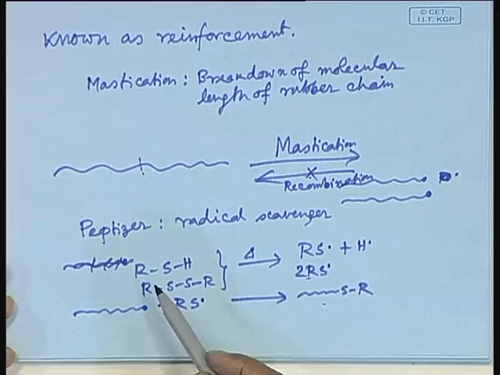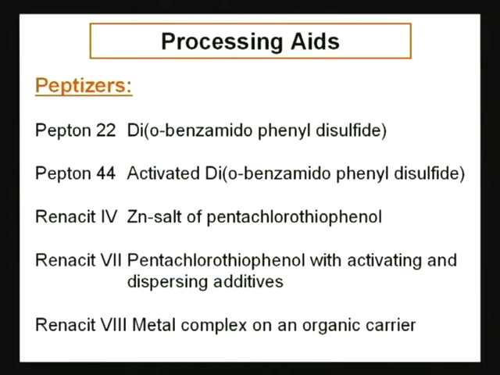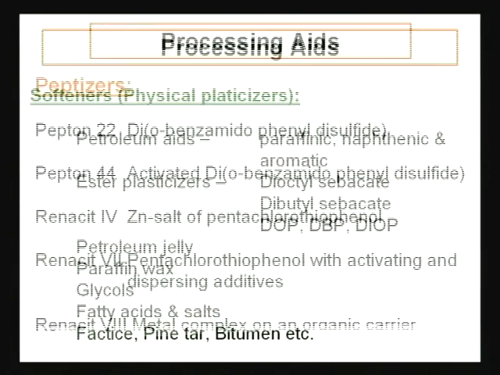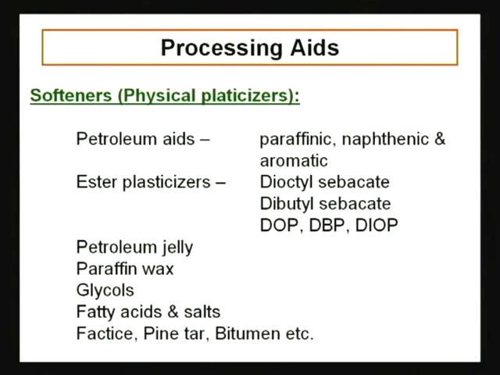Here you see the chemical compounds: diorthobenzamidophenyl disulfide, activated diorthobenzamidophenyl disulfide, or zinc salt of pentachlorothiophenol, with activating and dispersing additives, metal complex on an organic carrier. These are used as peptizer molecules and are commercially available in the market. Then processing aids: petroleum aids, ester plasticizers, petroleum jelly, paraffin wax, glycols, fatty acids and salts, pine tar, bitumen, and phthalate ester plasticizers such as dioctyl phthalate, dibutyl phthalate and diisooctyl phthalate, DIOP. You have seen all these in plastic products. These are not new.